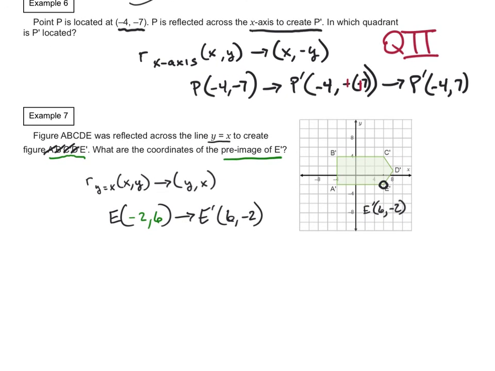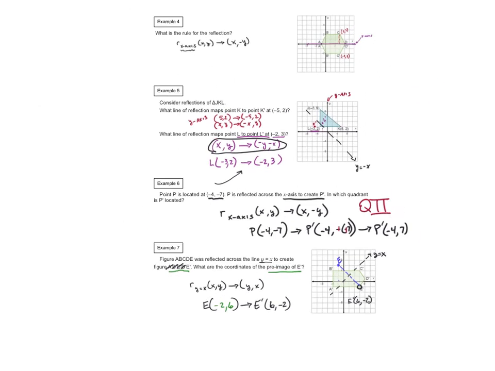So the original E transformation over this imaginary line of y equals x is going to be negative 2, 6, so that would be negative 2 and 6 right there. And sure enough, if you look, it does appear that this distance is the same as this distance. So there you have it. This was my original pre-image, sorry.